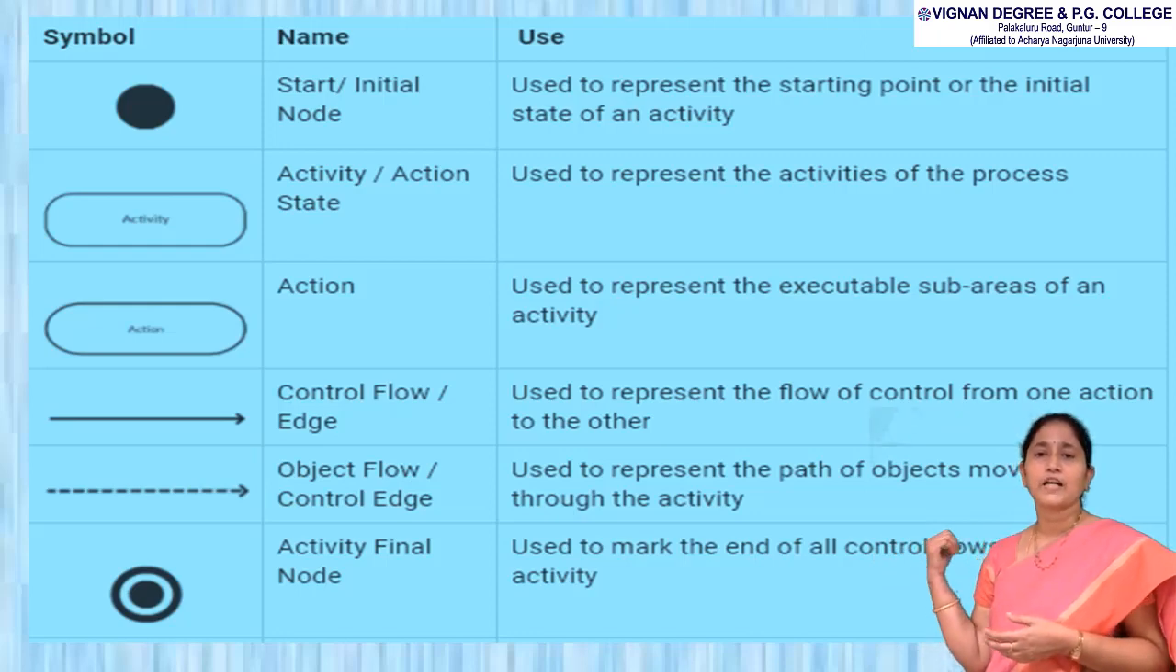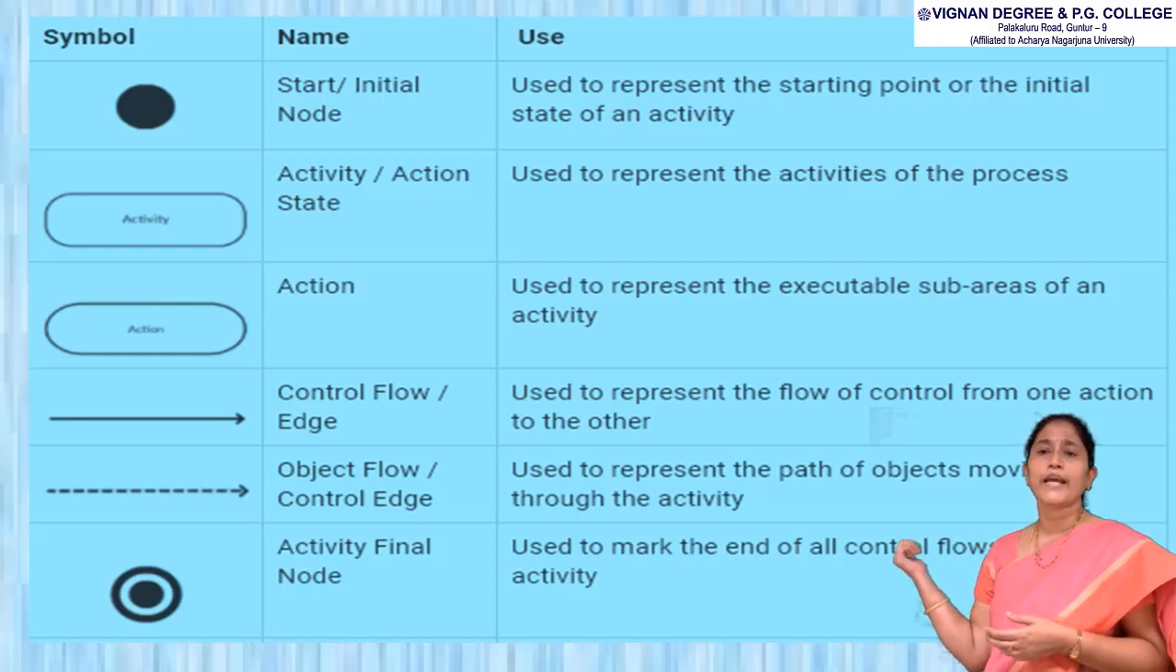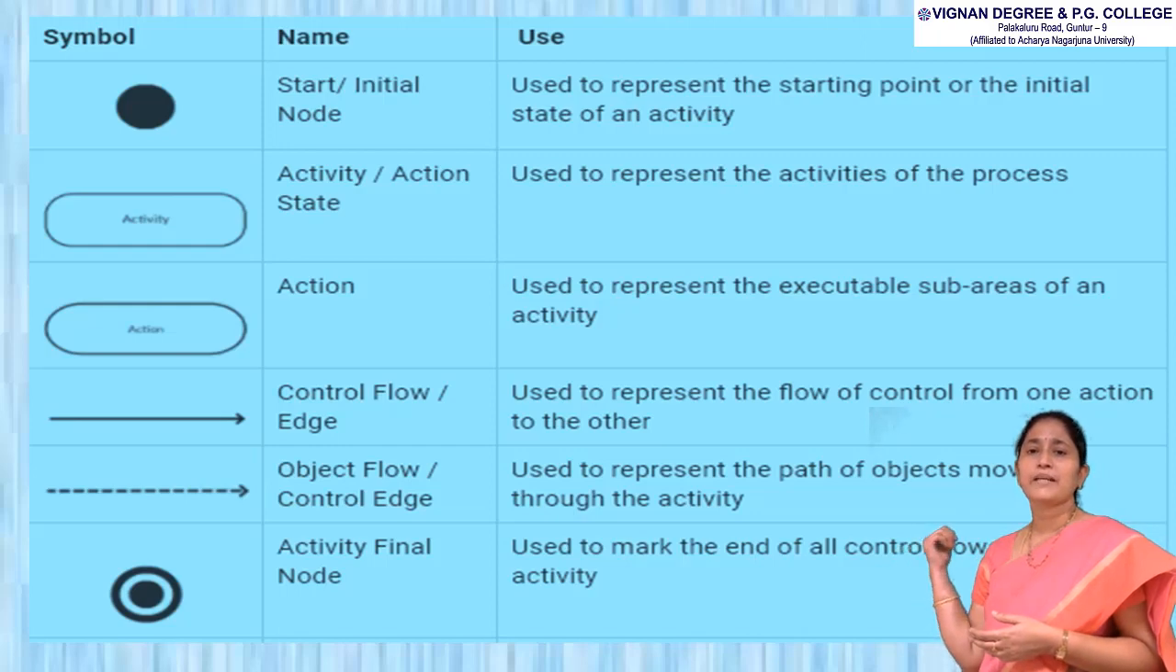And the fourth symbol is a control flow. It is used to represent the flow of control from one action to the other. And next one is the object flow. This symbol is used to represent the path of the objects moving through the activity. And the last one is the final node. So this is the end symbol. It is used to mark the end of all control flow within the activity.